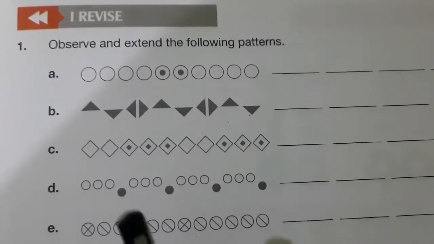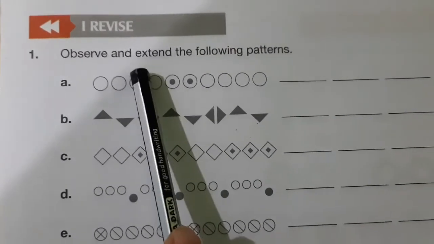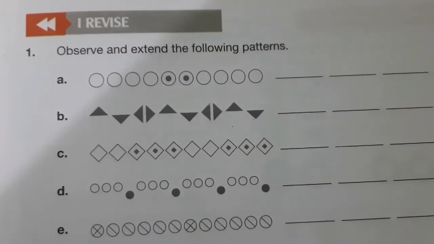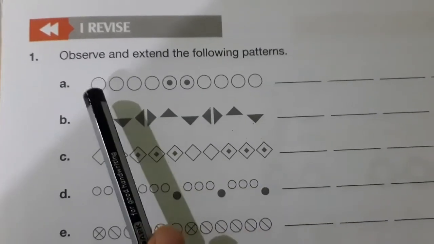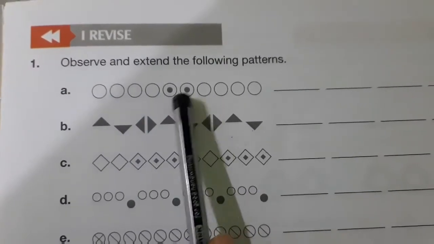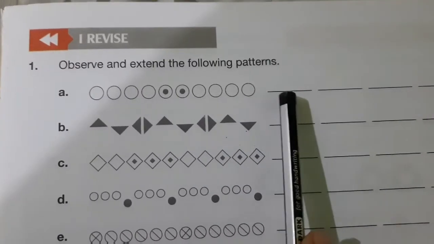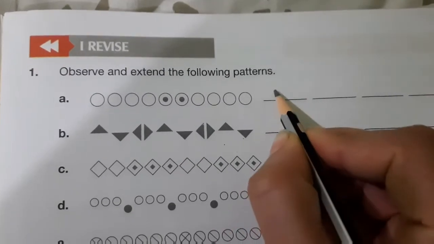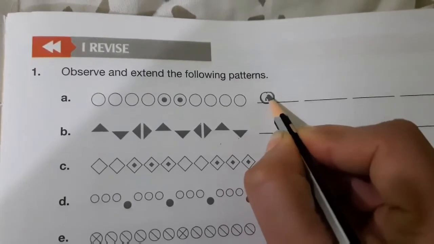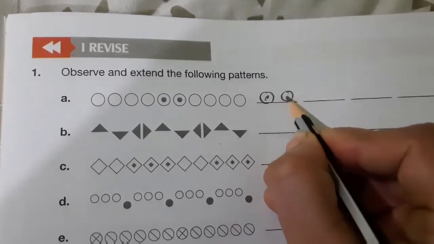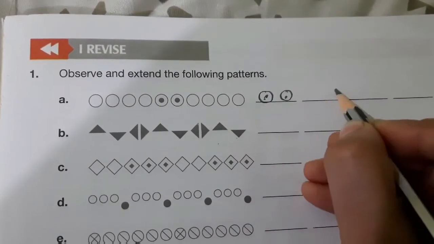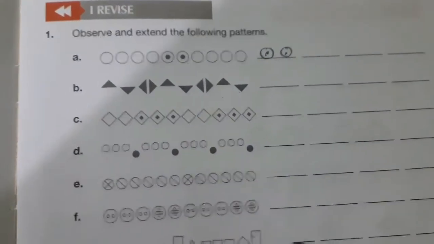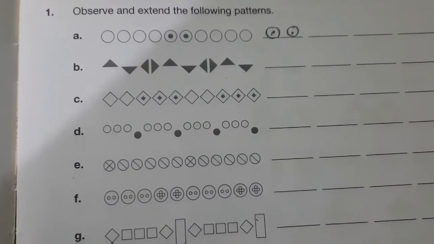Let's see the textual pages. Observe and extend the following pattern. Here the pattern of shapes is given. We have to extend it. Here you can see 4 circles, then this, then 4 circles. Then what will come here? This is also a repetitive pattern. Here what will come? Like this. Okay. This is a repetitive pattern. Then complete the other shapes pattern. Okay. Now next question.